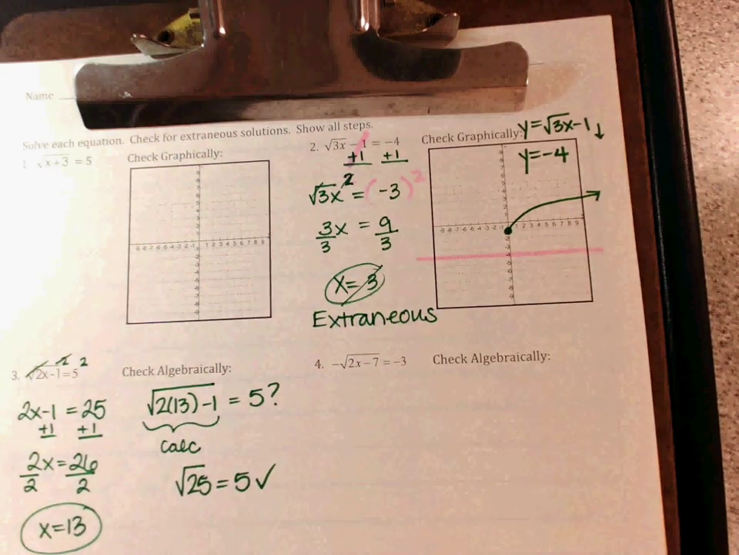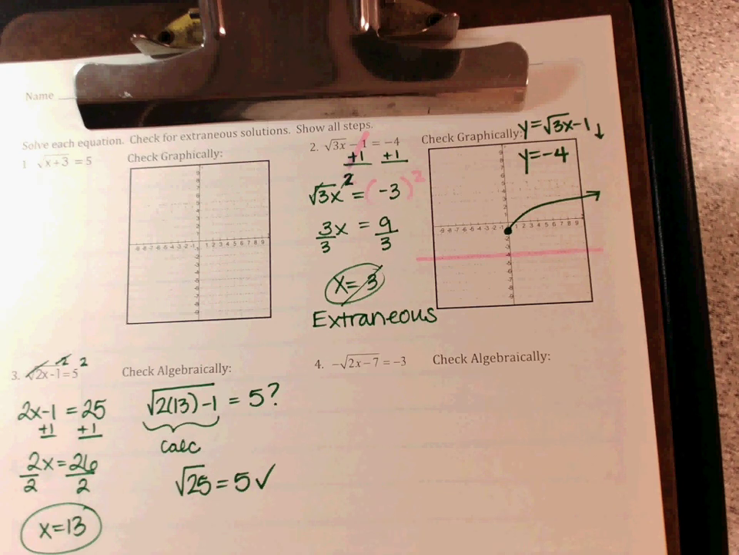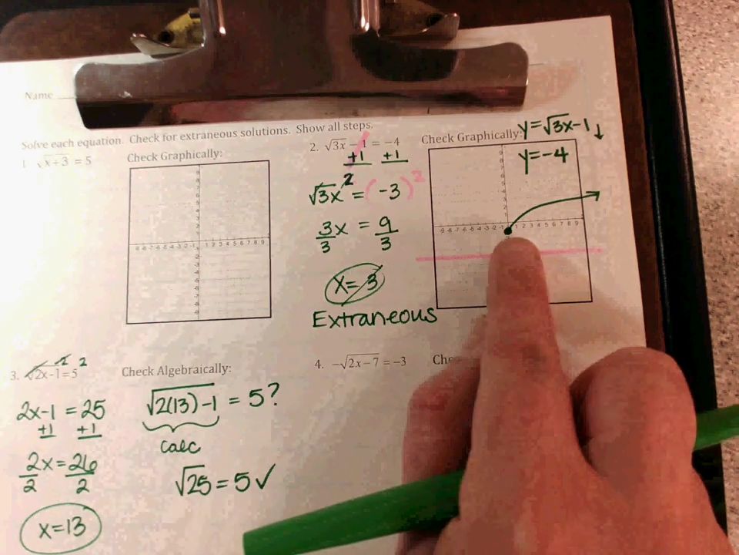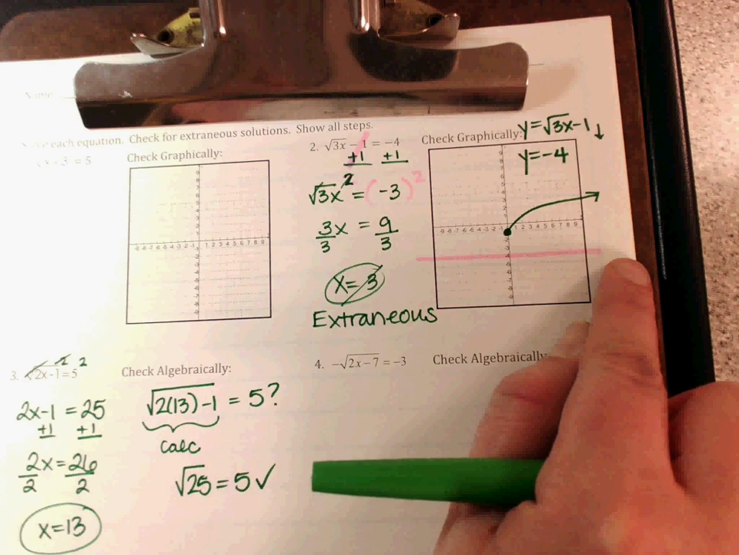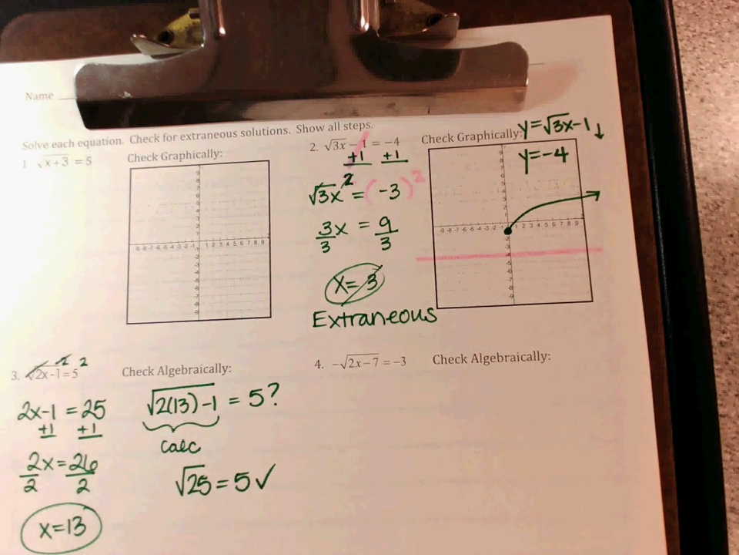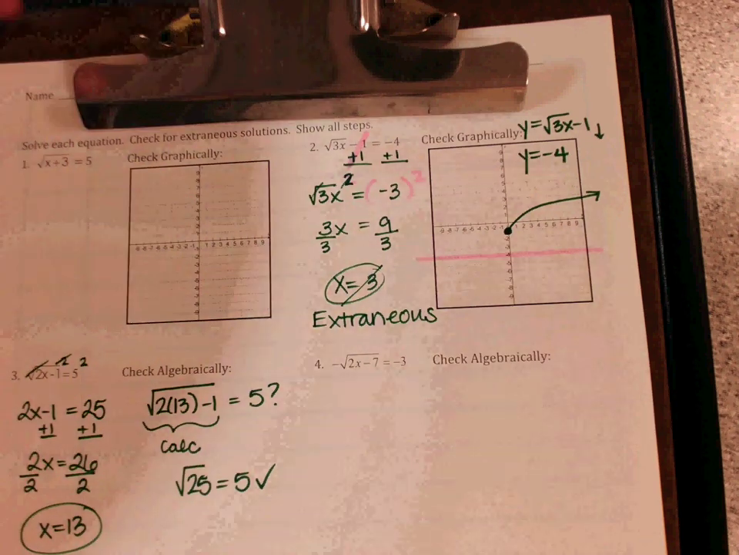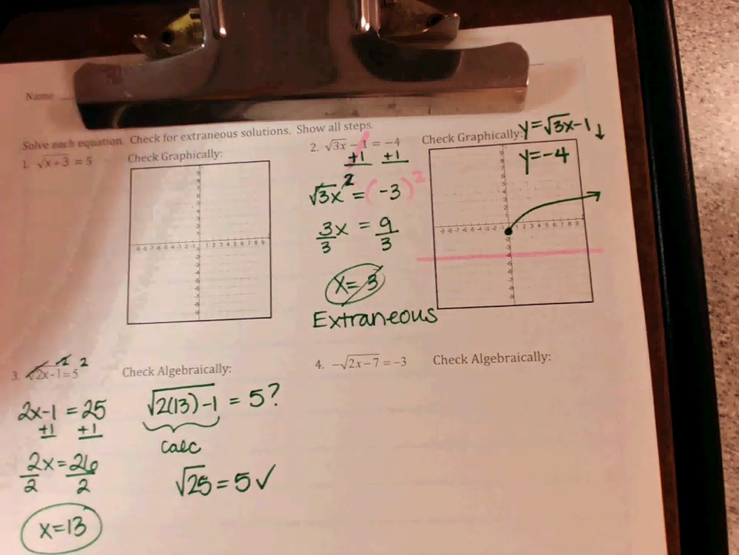Okay, and remember that if it's extraneous, that's not a real answer. Now, the other branch down here, that one would have crossed, but not the top branch. Okay? All right, let's do number 5.